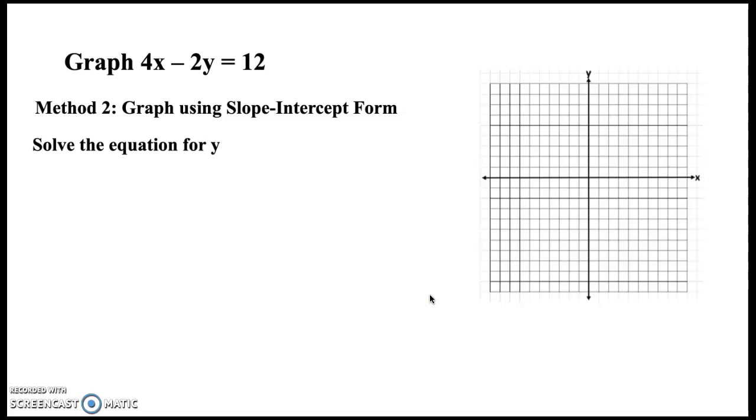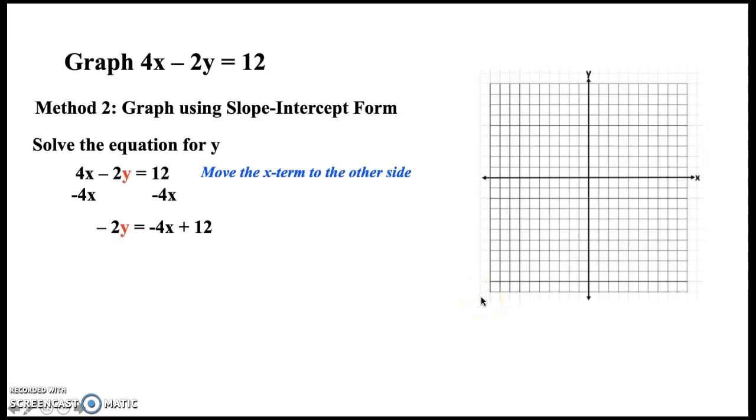We need to solve for y because slope-intercept form says y equals mx plus b. We need to get y by itself. So here I've highlighted where the y is. The x term, this right here, will never have a y in it, so you need to move it to the other side. I'm going to subtract 4x from both sides. I'm left with negative 2y equals negative 4x plus 12.